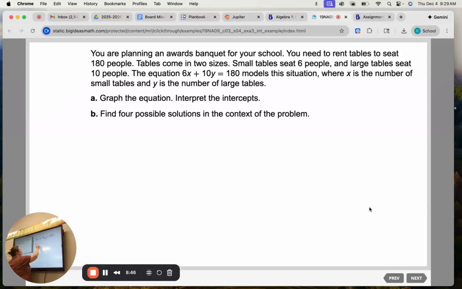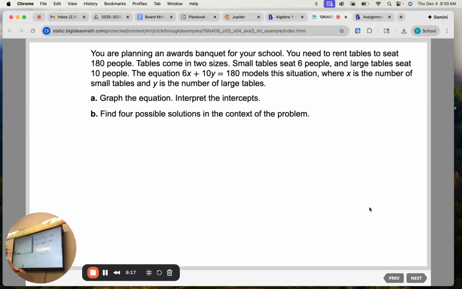All right, so solve for x. Where am I going to plug a 0? Y is 0. So 6x plus 10 times 0, meaning how many large tables did we get? 0. We have no large tables. If we have no large tables, how many small tables are we going to get? 30. You all agree with him? So if we rent no large tables, then we have to rent 30 small tables.